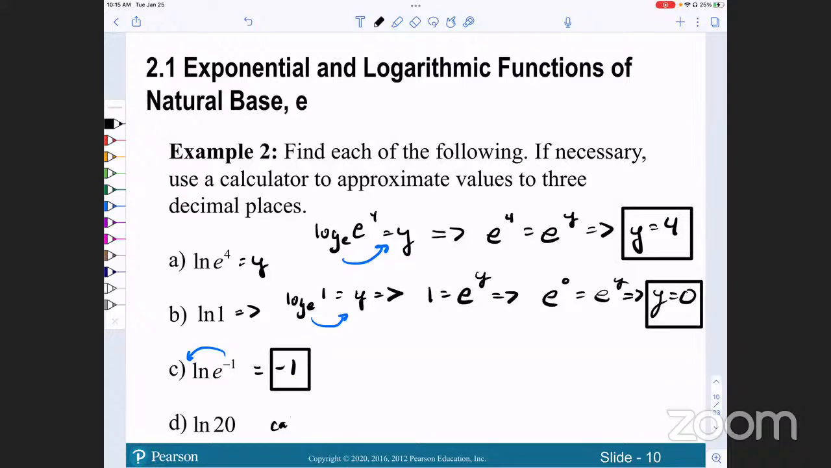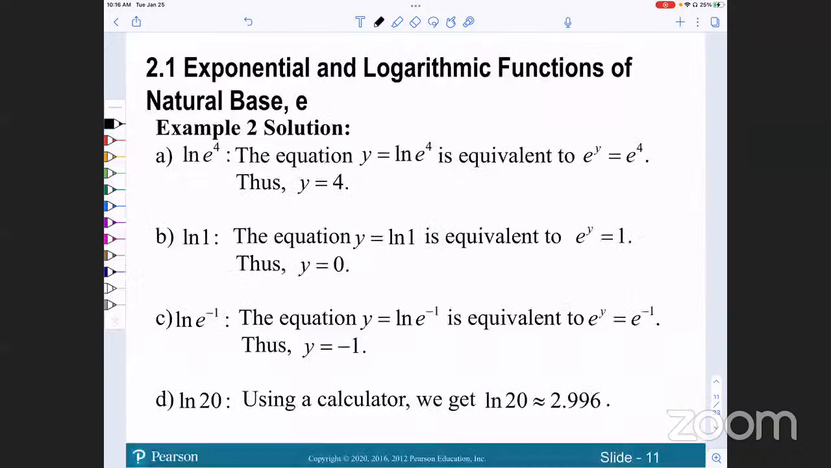You can type that in the calculator, so I'm not going to do it. It's 4, 0, -1, and then using the calculator, we get approximately 2.996, right?